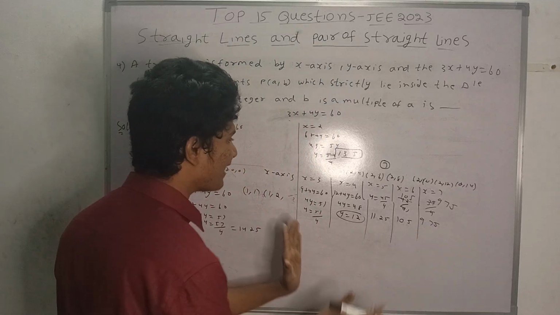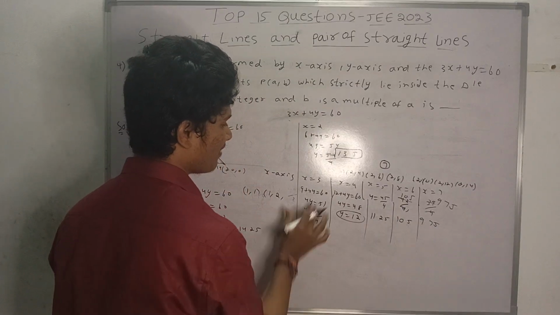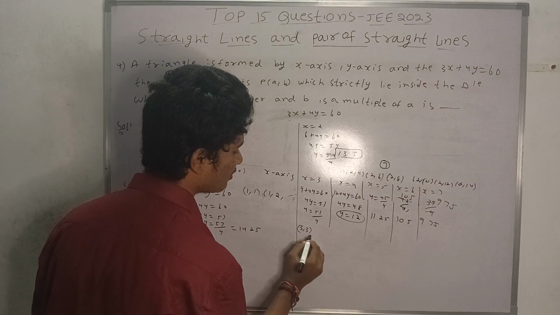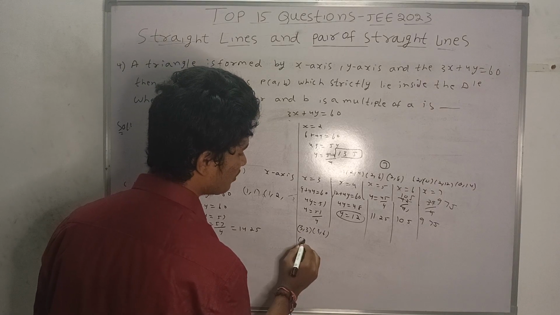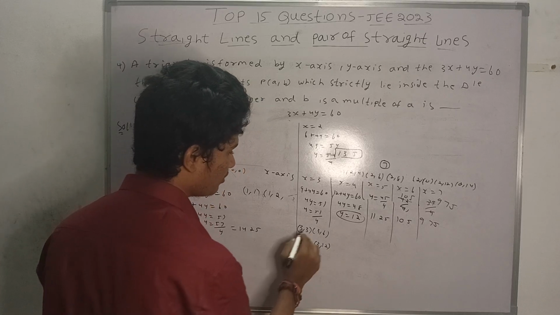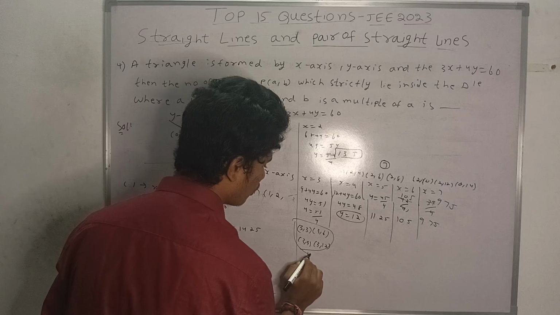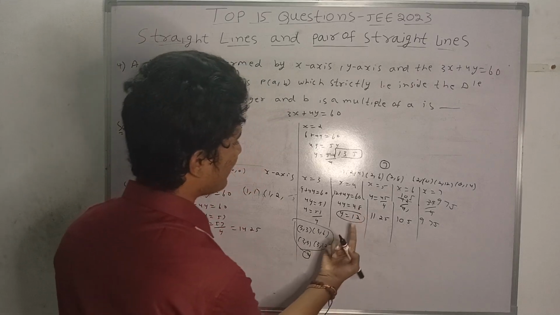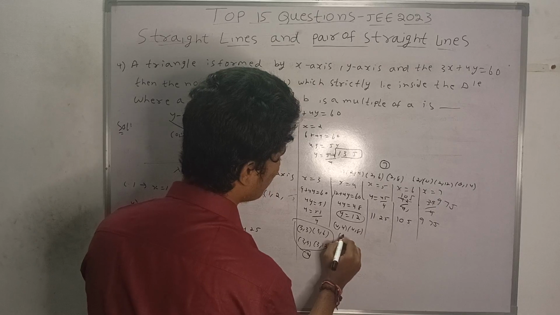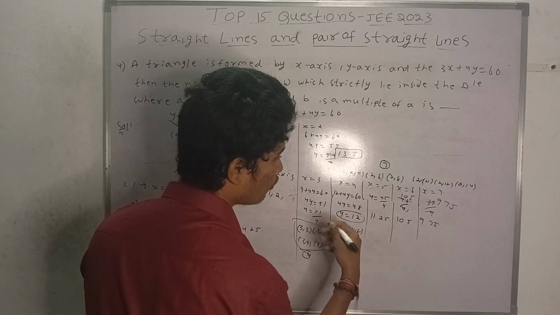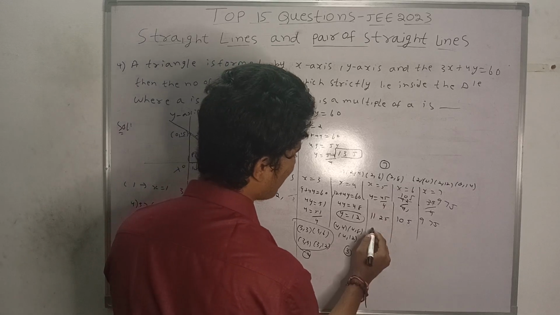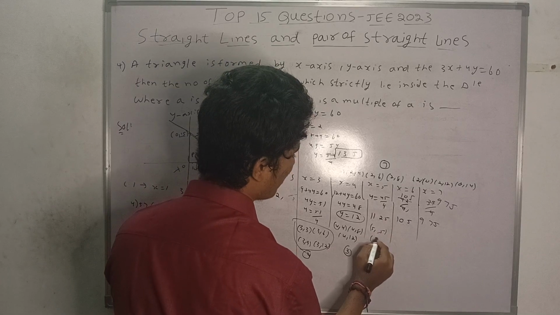So when I take all these, when x equals 3, what are the points I will get? 3 comma 3 I can get, 3 comma 6 I can get, 3 comma 9, 3 comma 12, 3 comma 15 I cannot get. So how many points here? 4 points. And when x equals 4, 4 comma 4 I can get, 4 comma 8 I can get, 4 comma 12 I can get, but 4 comma 16 I cannot get. So here there are 3 points. And when x equals 5, 5 comma 5 I can get, 5 comma 10 I can get.